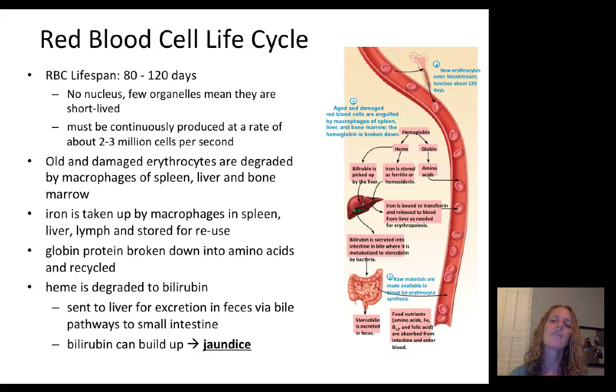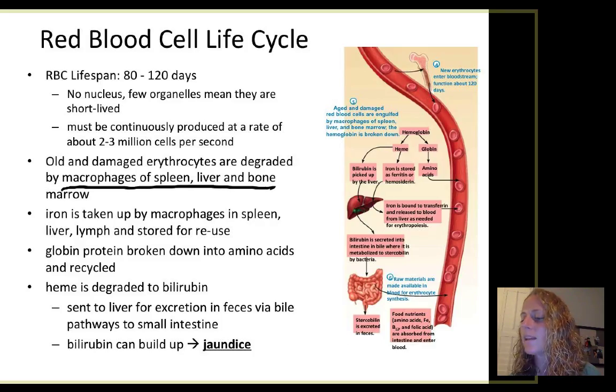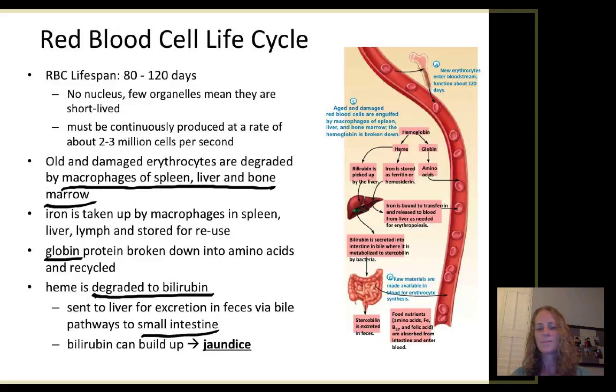So again, red blood cells have a short lifespan. So that means that something needs to be done with the old and damaged red blood cells. Old and damaged red blood cells are degraded by the macrophages of the spleen, the liver, and the bone marrow. The iron from the heme groups is taken up by macrophages in the spleen and liver and lymph and stored for reuse. The globins, the proteins, will be broken down into amino acids and recycled. The heme portion will be degraded to bilirubin. That will be sent to the liver for excretion in the feces through the bile pathways to the small intestine.